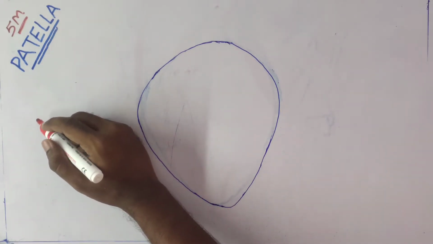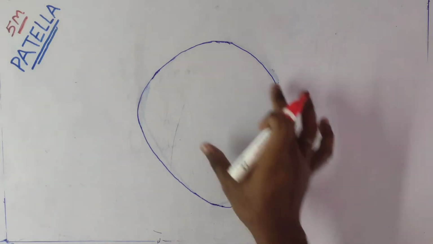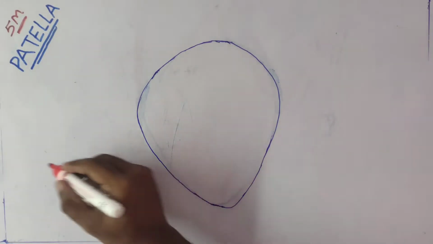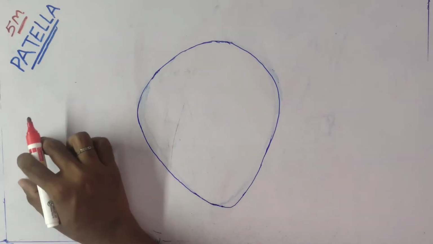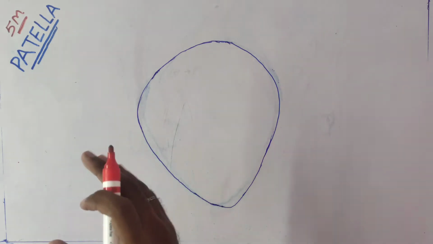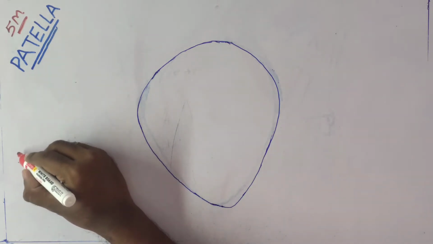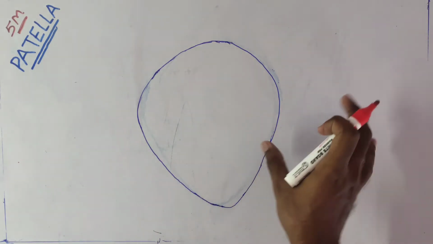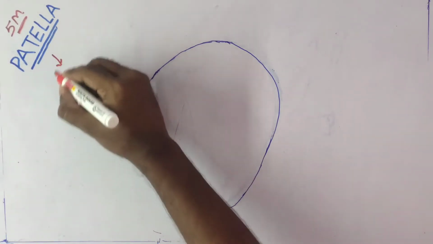Now coming to the concept, today our class is about the patella and this is the shape of the patella. The main points regarding the patella are the side determination, anatomical position, features of the patella as well as clinical anatomy. Now coming to the point, the patella is also called a sesamoid bone.